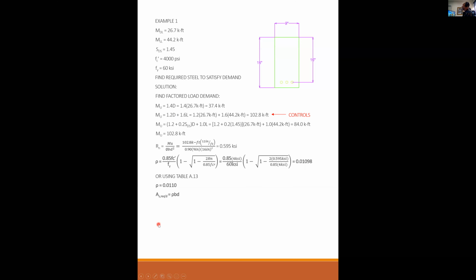All right, so therefore, the area of steel that is required is rho bd. Rho is 0.01098, b is 9, d is 16. I need 1.58 inches squared. If I choose three number sevens, then 3 times 0.6 is 1.8 inches squared.